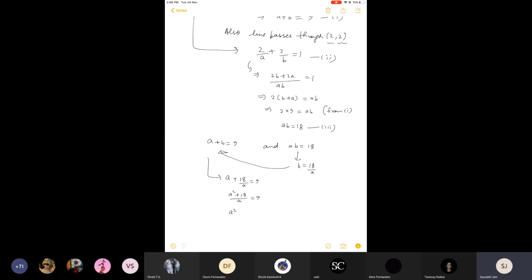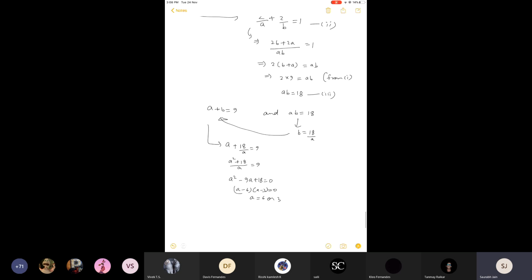So A will go to the right side, it will become 9A, then I will transpose it to the left hand side. This is a quadratic equation, make the factors and you will get the values of A and B. That is 6 or 3. Now another thing, when A is 6, what about B? That you will get from here, this box. So you put A equal to 6 in this box, B will be equal to 3.